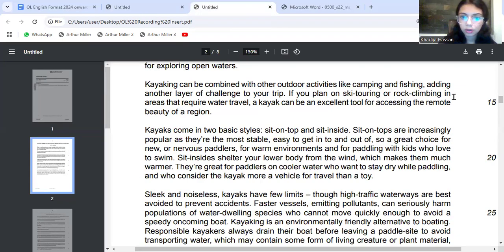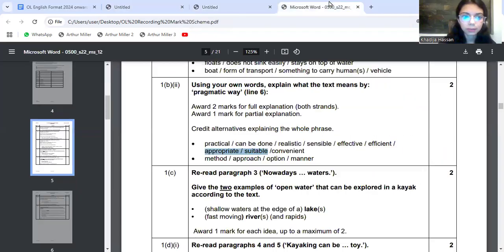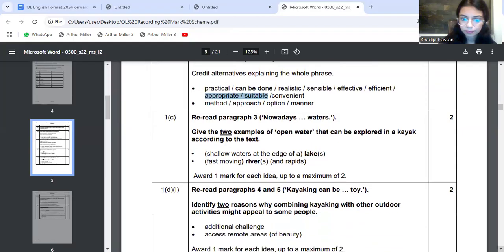If you plan on ski touring or rock climbing in areas that require water travel, a kayak can be an excellent tool for accessing the remote beauty of a region. Okay, so first of all, they add another layer of challenge to your trip if kayaking is combined with outdoor activities. And secondly, it can help you access the remote beauty of a region. So these could be the two reasons why combining kayaking with other outdoor activities might appeal to some people. Additional challenge, access remote areas of beauty.